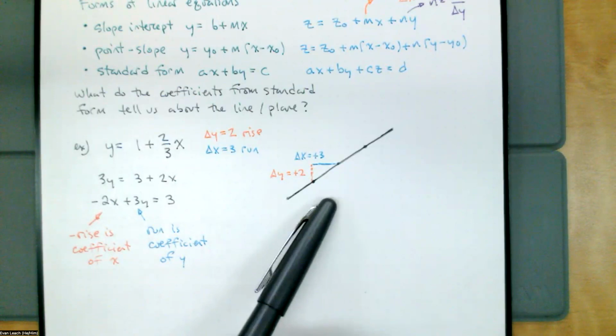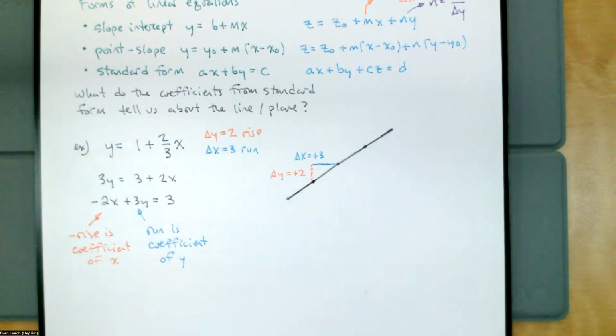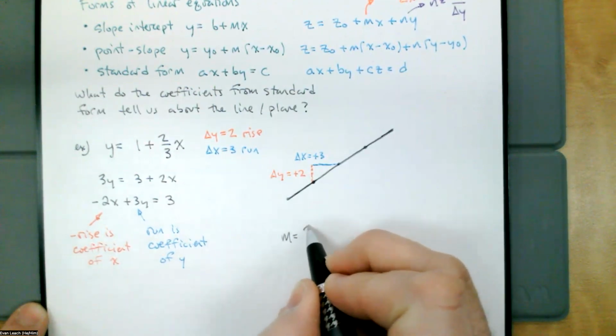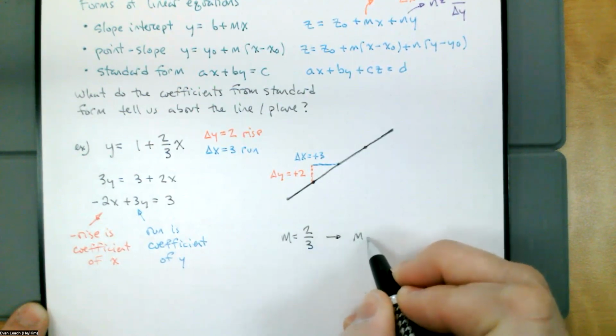What is the slope of the line perpendicular to this line with a slope of 2/3? What is the perpendicular slope? So if a slope is 2/3, what's the perpendicular slope?